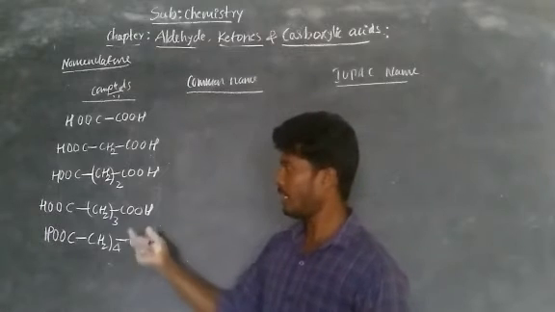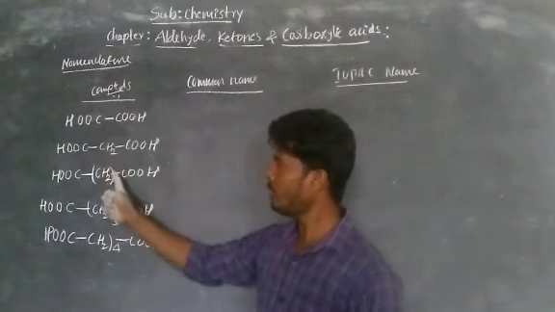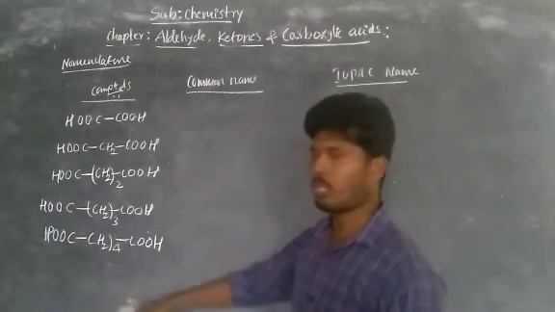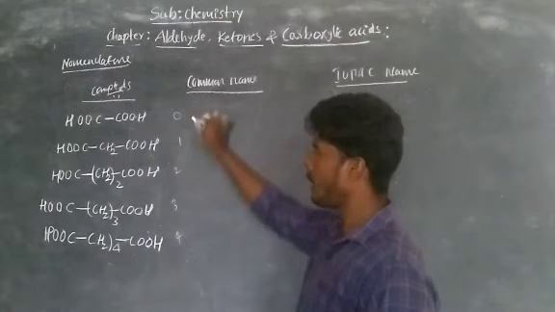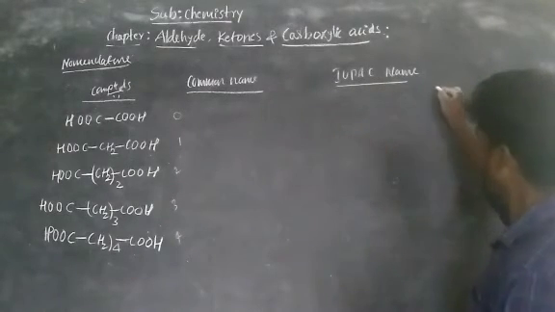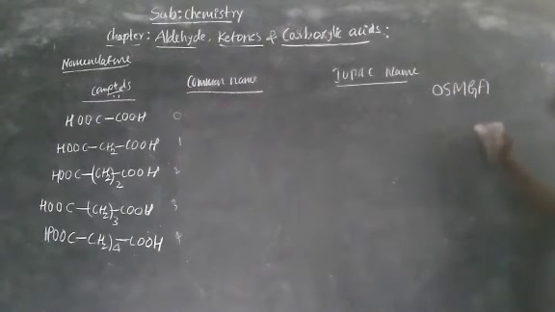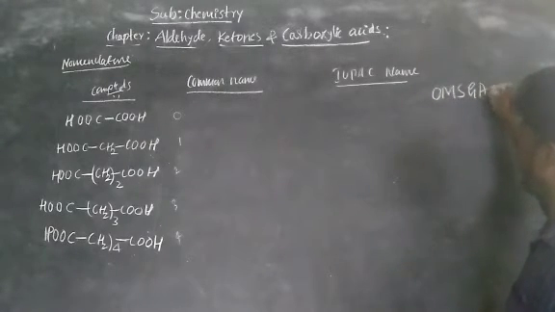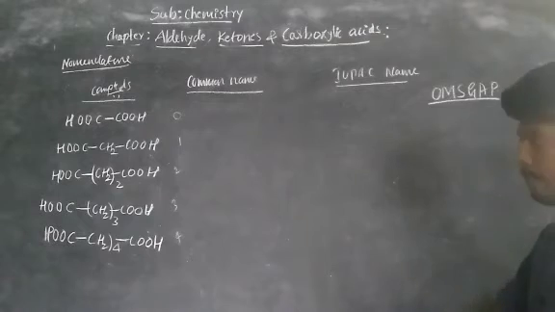Understand what I am telling here? Then observe the 4th compound. Here there is 2 times, but here 3 times, then again 4 times. Means 0, 1, 2, 3, 4 CH2 groups, but remaining COOH groups are the same. Now this can be remembered like that. See here there are no CH2 groups, 0. Then here 1, 2, 3, 4. How many numbers are there? 5 numbers. The 0 is nothing but O, then M, S, G, A, P. That is called Ohm's gap. There are 6 letters, 1, 2, 3, 4, 5, 6.